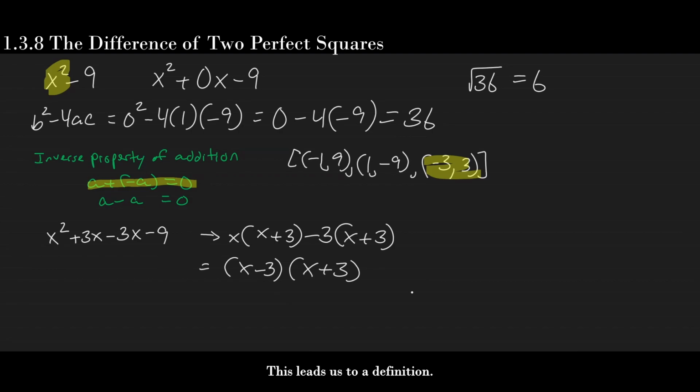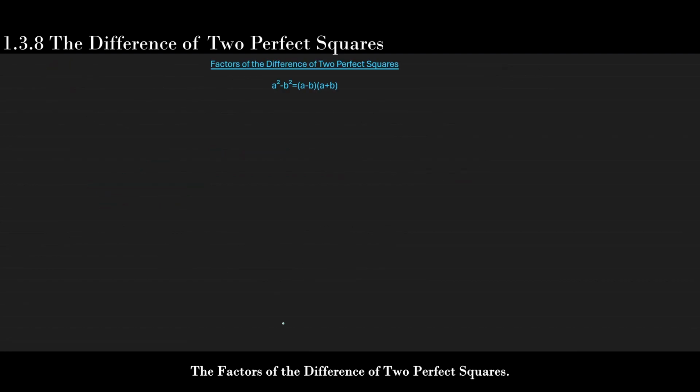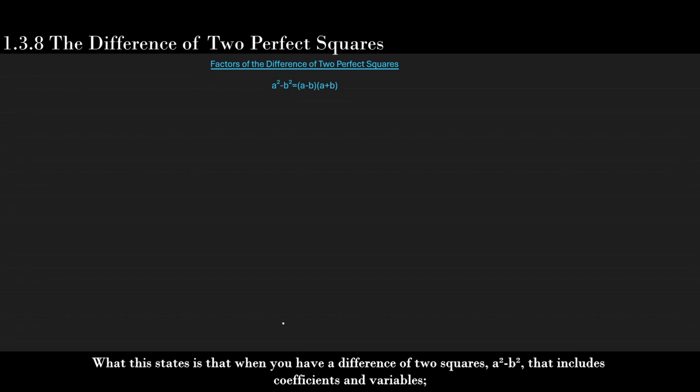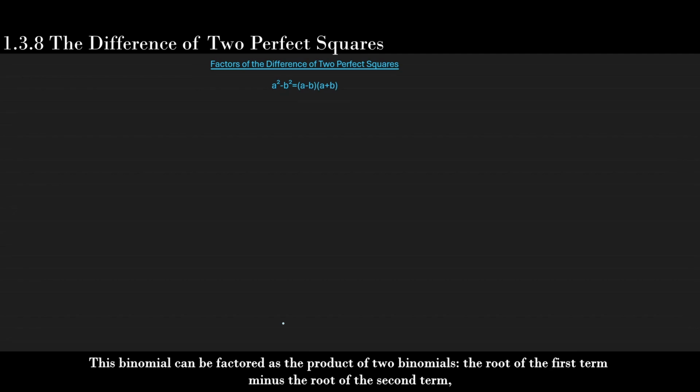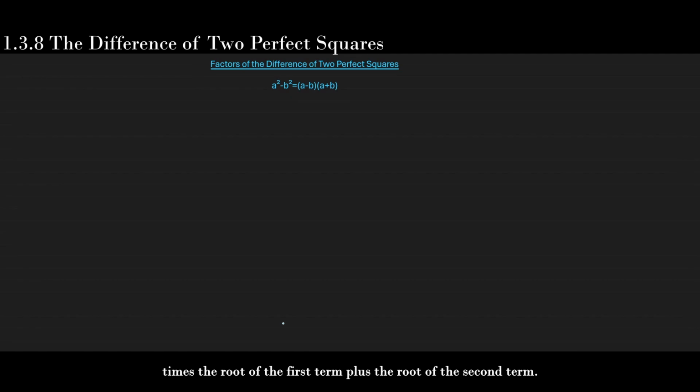This leads us to a definition. The factors of the difference of two perfect squares: a² minus b² equals a minus b times a plus b. What this states is that when you have a difference of two squares, a² minus b², that includes coefficients and variables, this binomial can be factored as the product of two binomials. The root of the first term minus the root of the second term times the root of the first term plus the root of the second term.